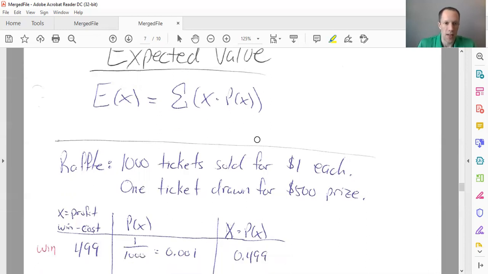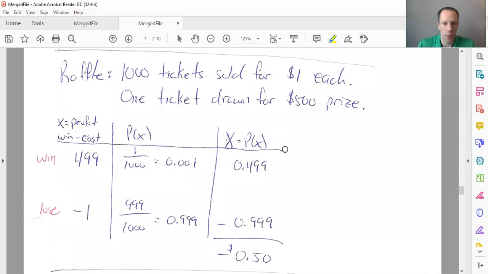So for example, let's say that we have a raffle where we sell 1,000 tickets for $1 each. One ticket's going to be drawn out for a $500 prize. We might want to calculate the expected value of a ticket in this game. Well, to calculate the expected value, what you should do is list out the different possibilities when you play this game. Well, you could either win or you could lose.